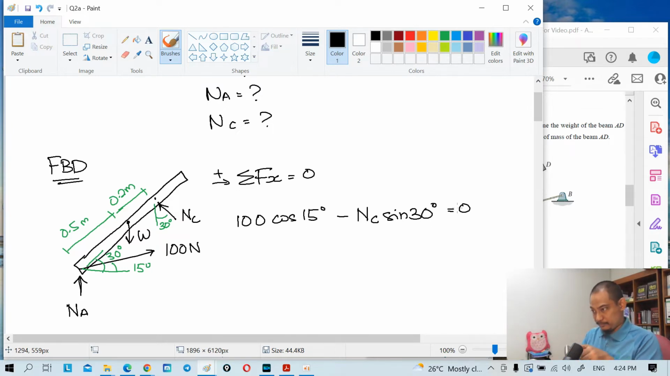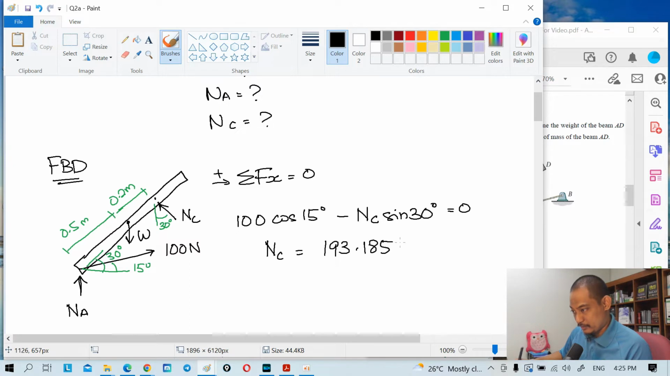So from there you can calculate what is NC, right? NC is 100 times cos 15 and then divide by sine 30. You get 193.185 Newton.